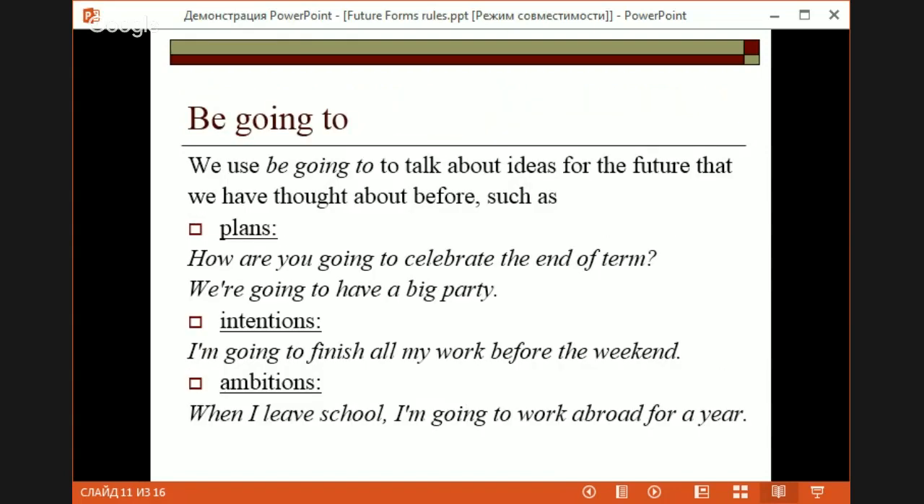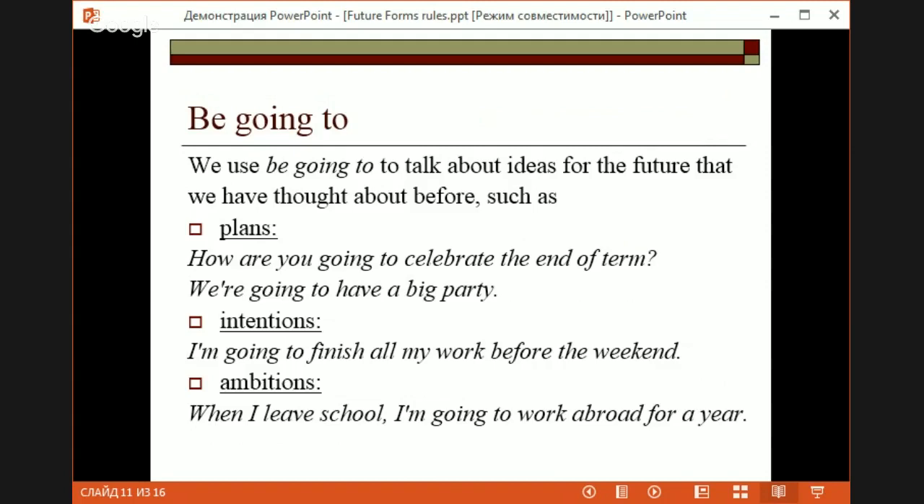Another construction which can help us to express future actions. This is the construction to be going to. We use to be going to talk about ideas for the future that we have thought about before. These are not arrangements or some definite plans like present continuous. This could be, but usually we use to be going to when we talk about something we thought about before.